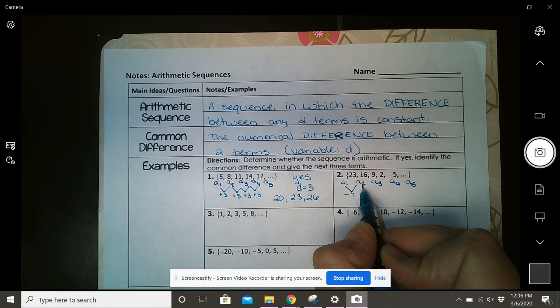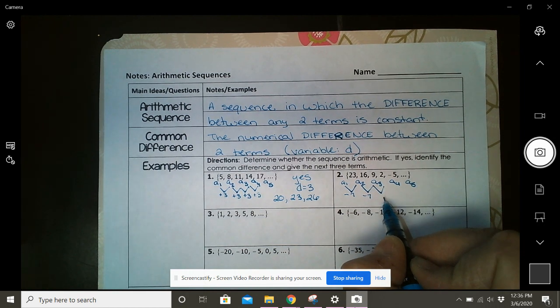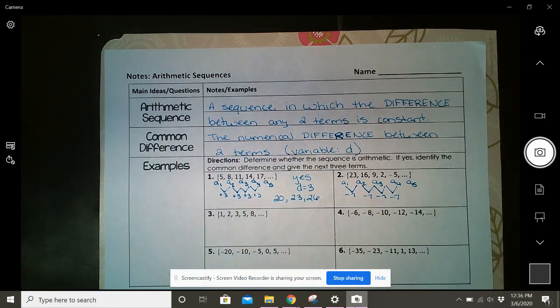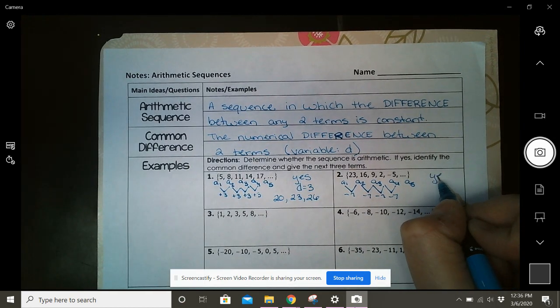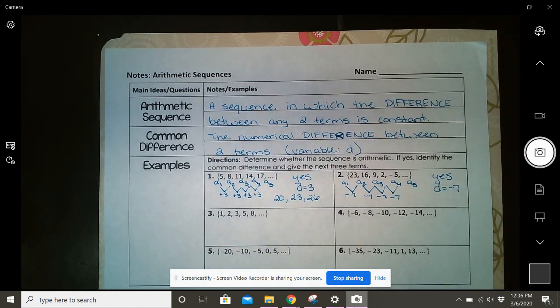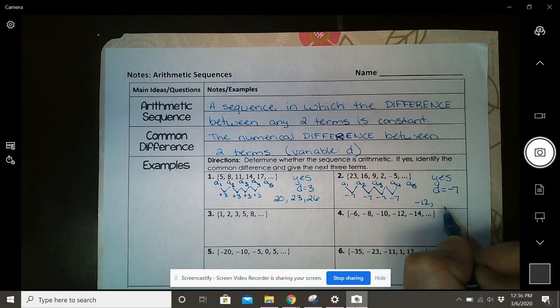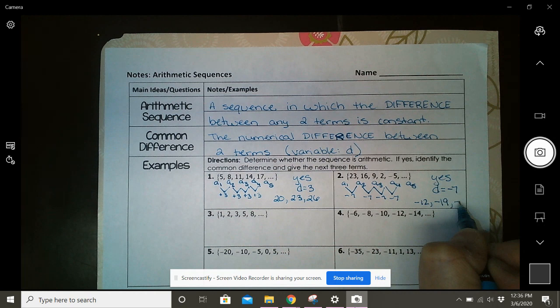The pattern continues. 16 minus 7 is 9. 9 minus 7 is 2. And 2 minus 7 is -5. So this is a constant common difference. So this is another arithmetic sequence. This time our common difference is negative because we're subtracting. And we can continue the pattern. -5 minus 7 is -12. Minus 7 is -19. Minus 7 is -26.